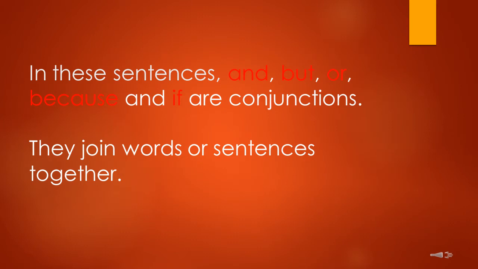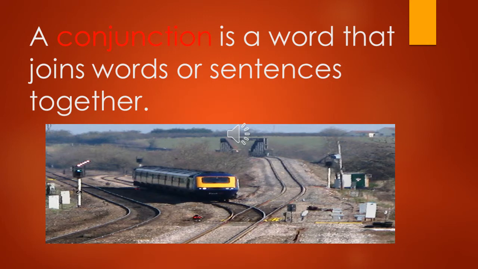So students, after reading these sentences, we get to know that in these sentences and, but, or, because and if are conjunctions. Conjunctions join words or sentences together. So students, a conjunction is a word that joins words or sentences together. What is a conjunction? A conjunction is a word that joins words or sentences together.